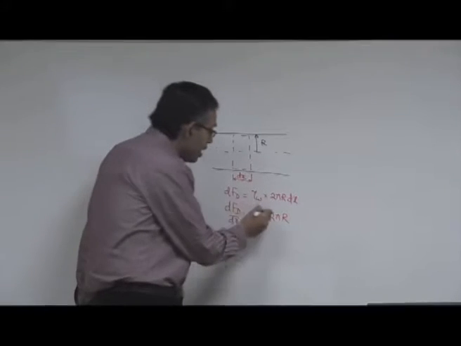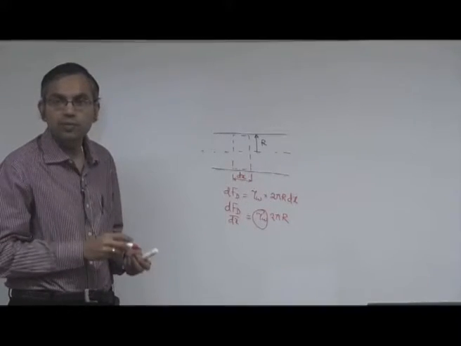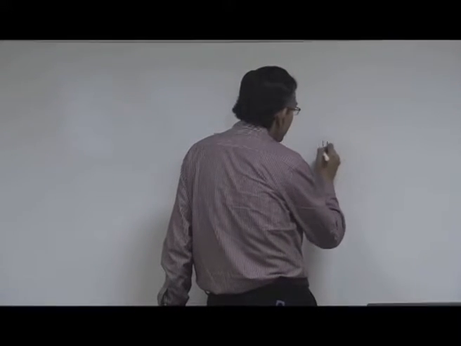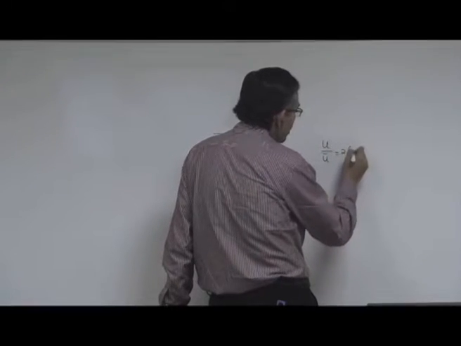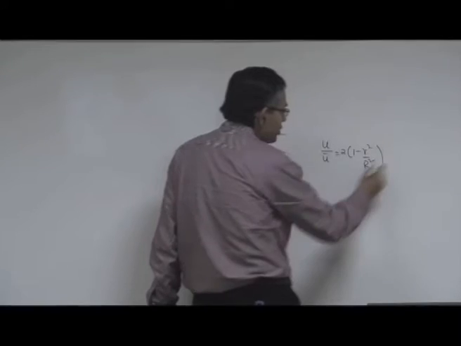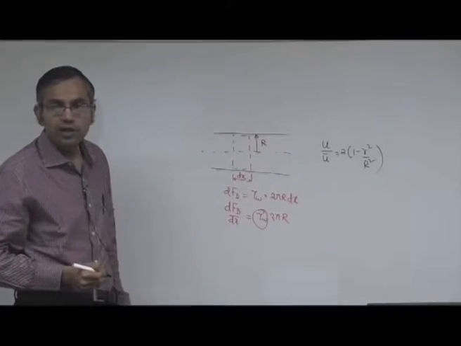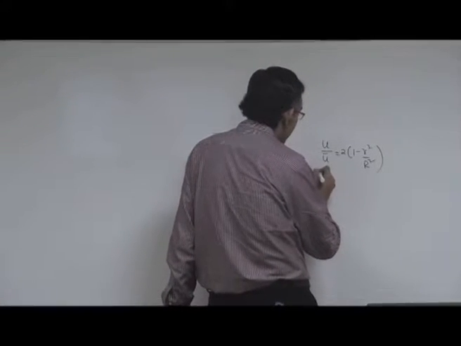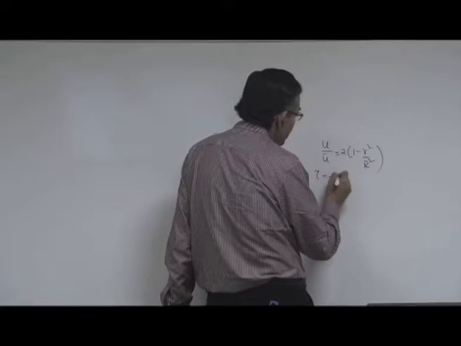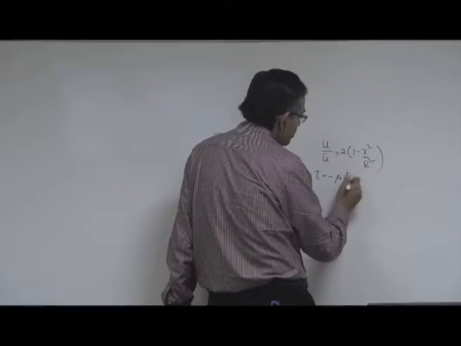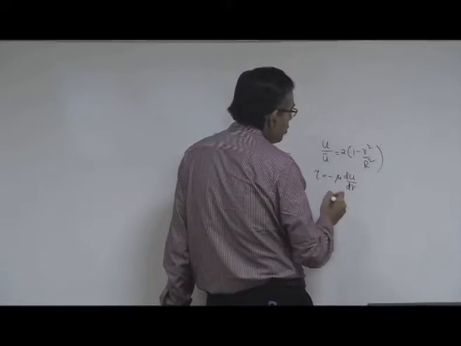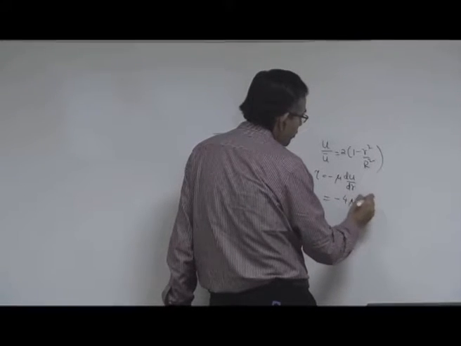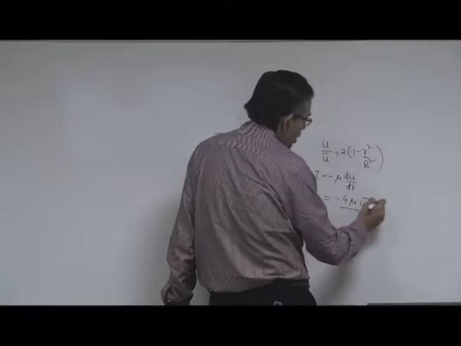Now, the calculation of tau wall will depend on the velocity profile. If it is fully developed, then u by u average is equal to 2 into 1 minus small r square by capital R square. This is fully developed flow of a Newtonian fluid through a circular tube. So, tau is equal to minus mu du dr, that is equal to minus 4 mu u average into r by R square.